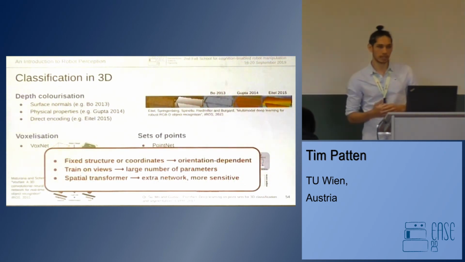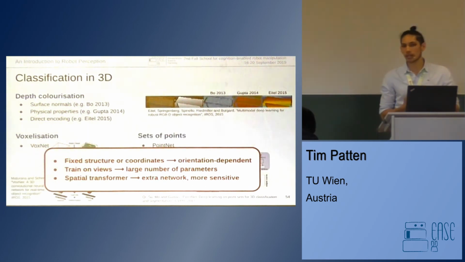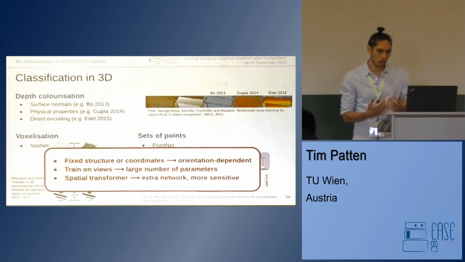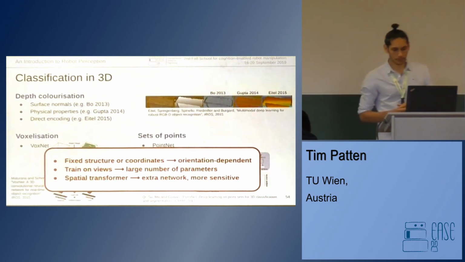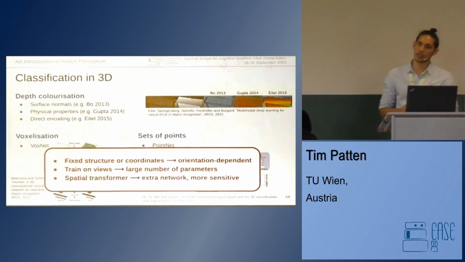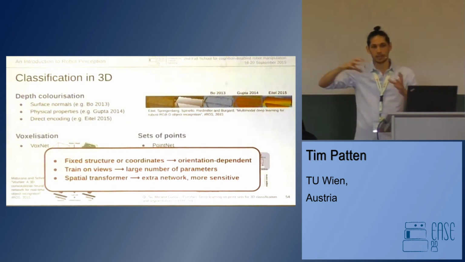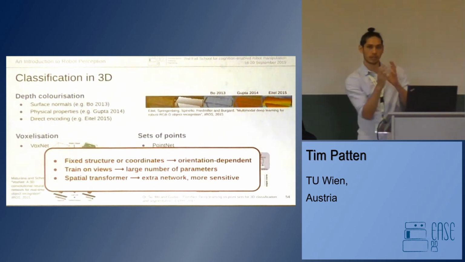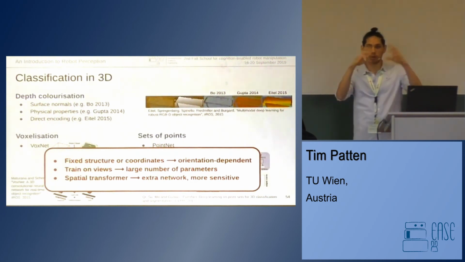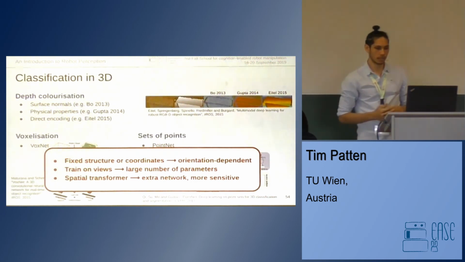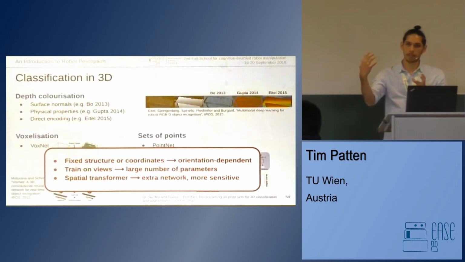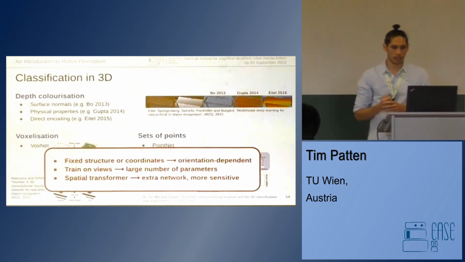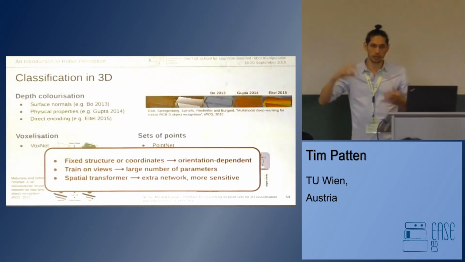But one of the problems with these more advanced architectures is that they rely on these fixed structures and these coordinates. So they tend to lose invariance to orientation. One way to get around this is to train on particular views, basically duplicating some class and training on all different perspectives, and then grouping these views into one class. This works well, but if you can imagine, now we have to train over different views, so the number of parameters really explodes.